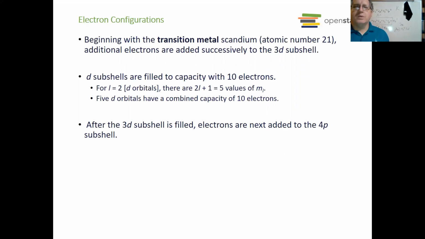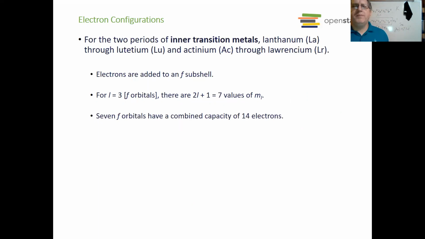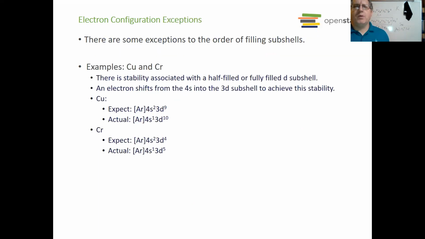D subshells can hold 10 electrons. F subshells can hold 14, and that's something that's going to be important for us. Now, there's some exceptions to the order of filling subshells. Copper and chromium are not the only exceptions. They're the ones that you need to know. We expect copper to be 4s2 3d9, but instead it is not 4s2 3d9.